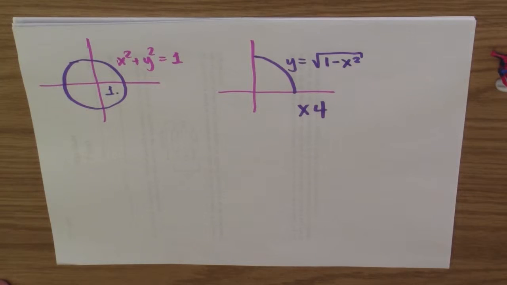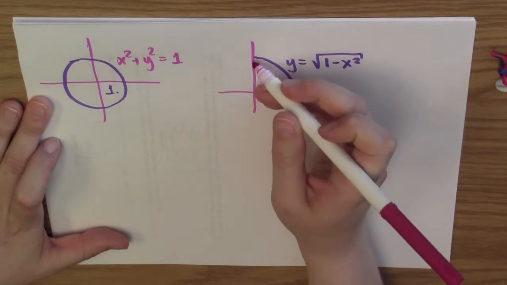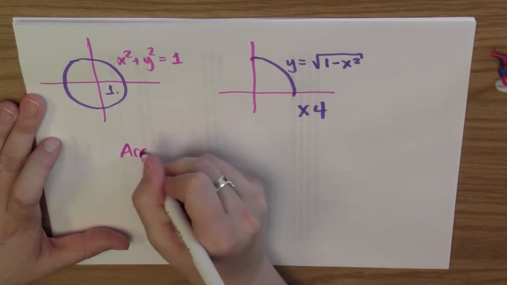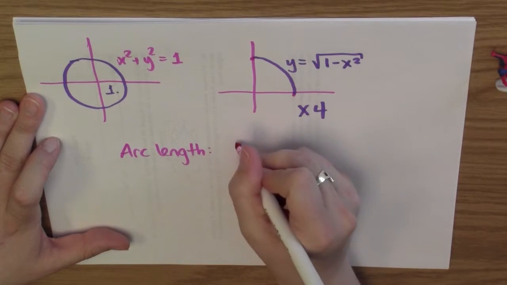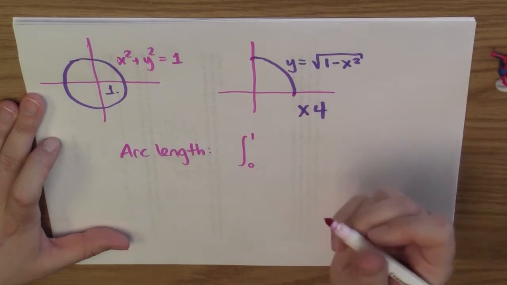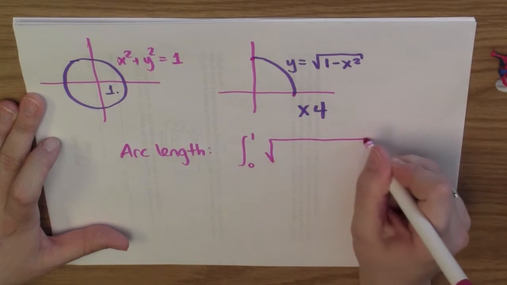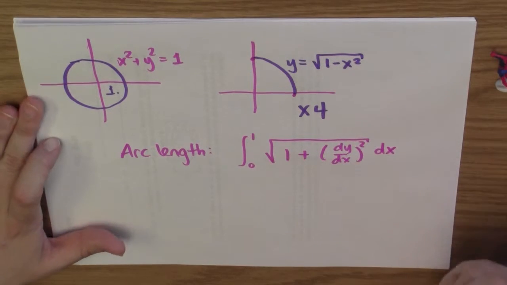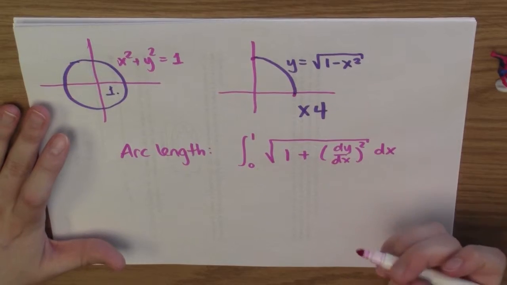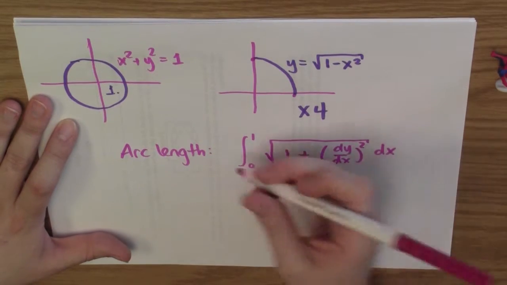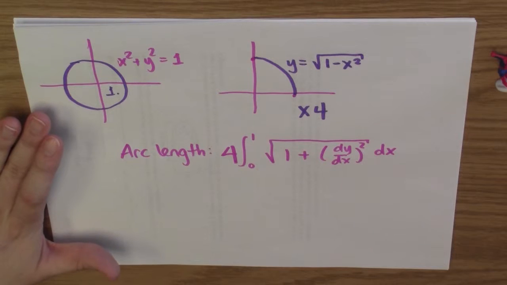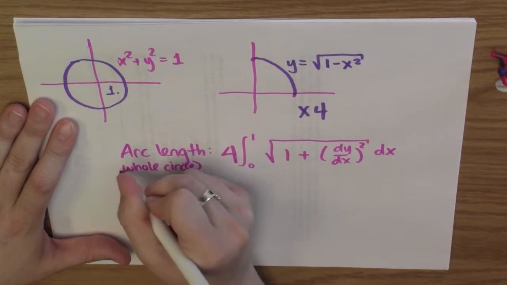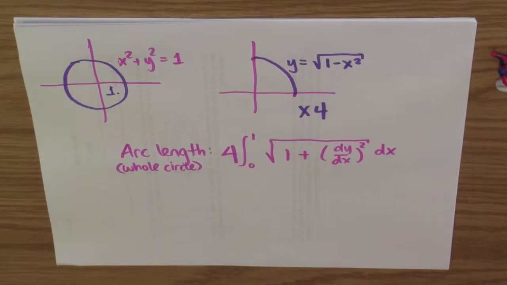The arc length formula says that I integrate over, well, what are my x's going from? X's are going from 0 to 1. So the arc length is the integral from 0 to 1 of the square root of 1 plus (dy/dx) squared, times dx. I need to figure out dy/dx, and when I get done with this whole problem, I'm going to multiply my arc length by 4 to get the arc length of the whole circle. So this is the whole circle.